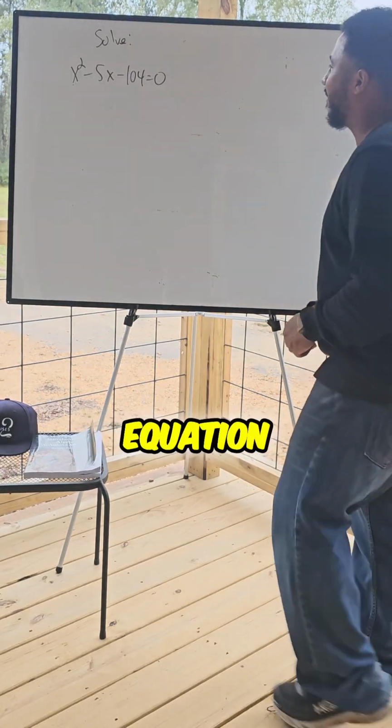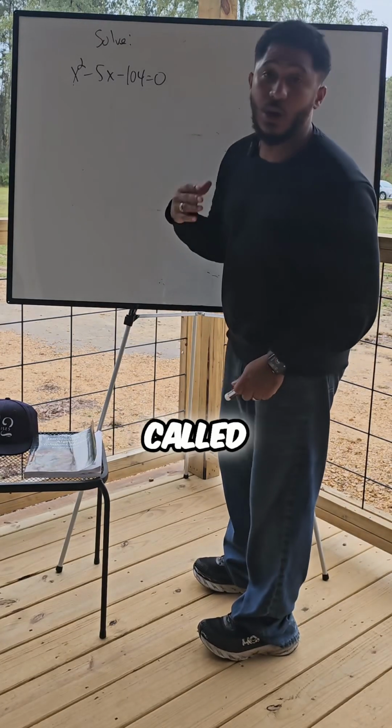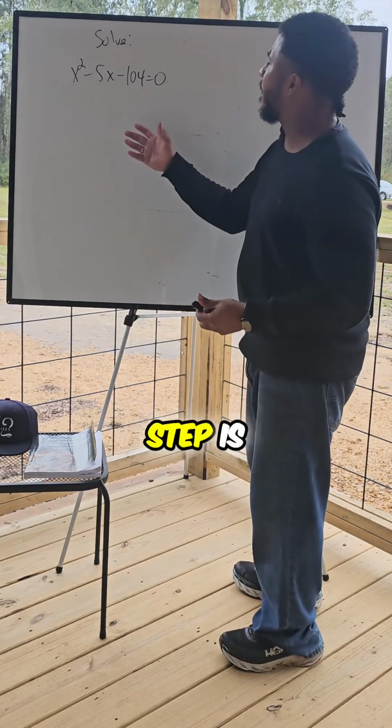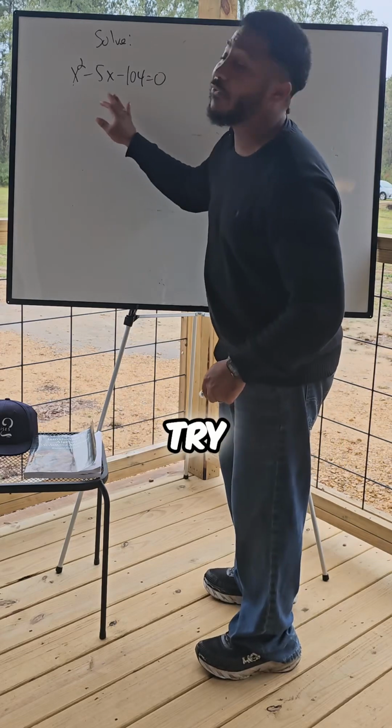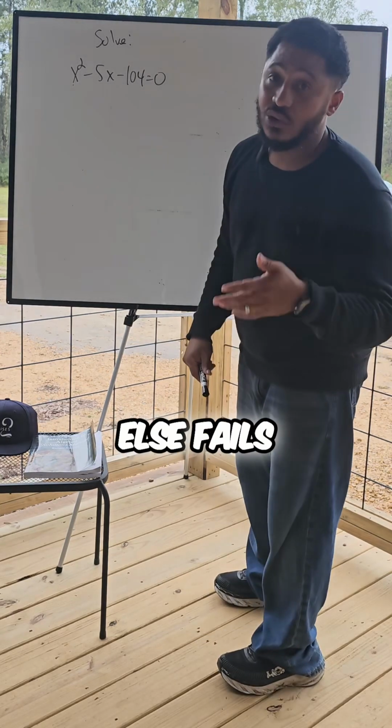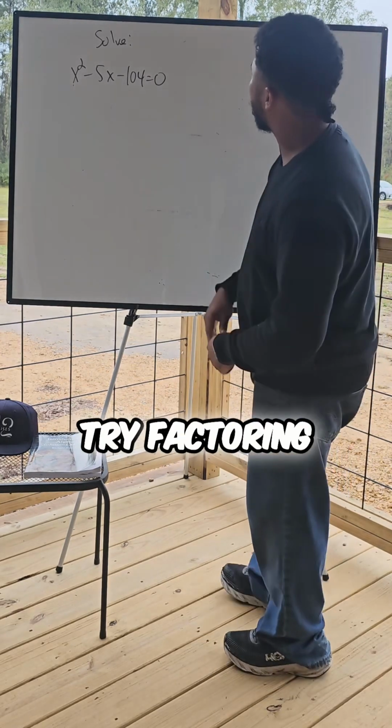Let's try solving this equation. When solving these types of equations, called quadratic equations, our first step is to try to get 0 on one side. Okay, we already got that part. Next step is to try factoring the other side, or if all else fails, use the quadratic formula. But let's try factoring this one. Let's see if it works.